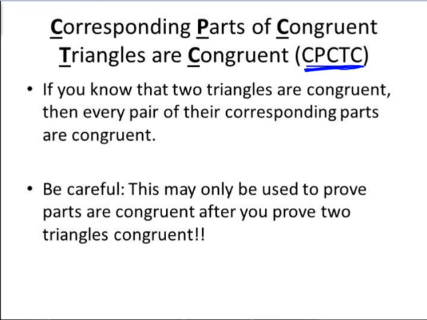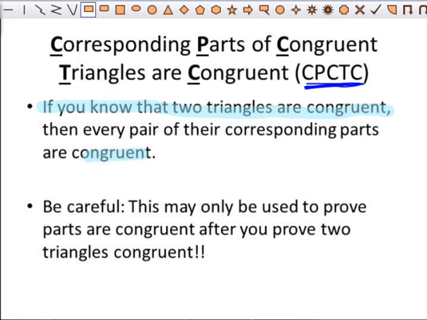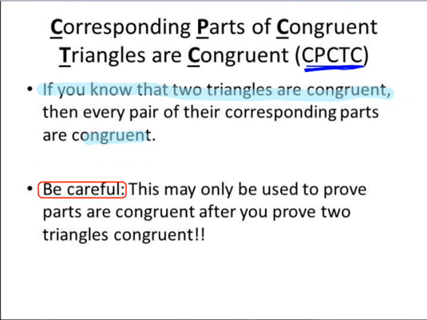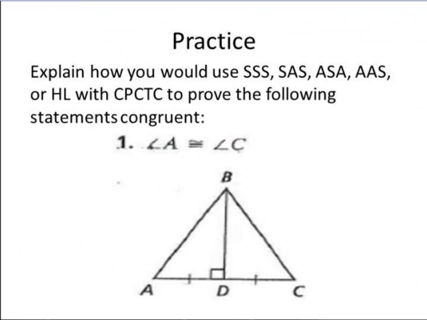So the important thing is, if we know that two triangles are congruent, every pair of their corresponding parts has to be congruent. And the be careful part is, it's only used to prove parts congruent after you prove the triangles are congruent. So this has to be done after you prove the triangles congruent, not before. Let's take a look at how we could do this.